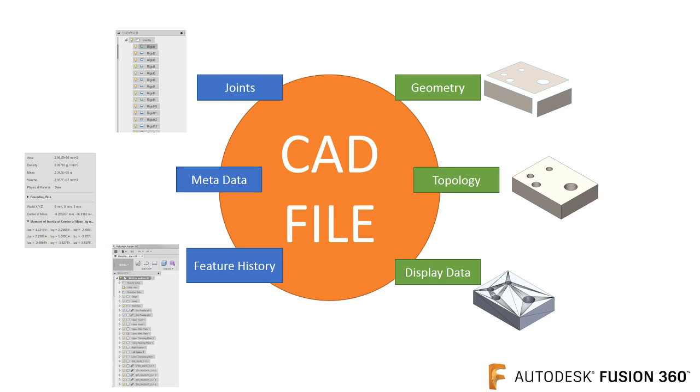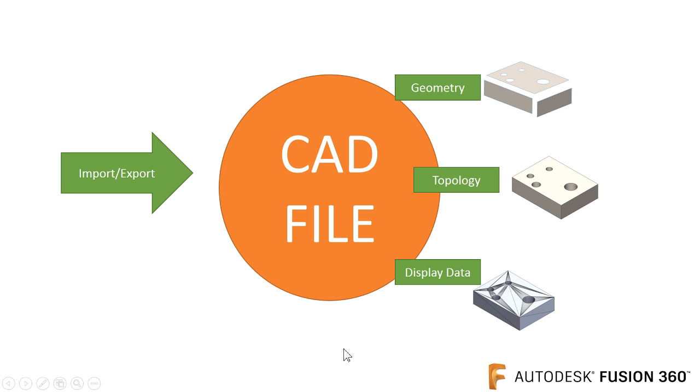What is important to know is that when you import and export out of a CAD software, it's only the kernel, the green portion, that goes in and out. That means that you're losing the other things. This is the only thing that can come in and out of the CAD system.